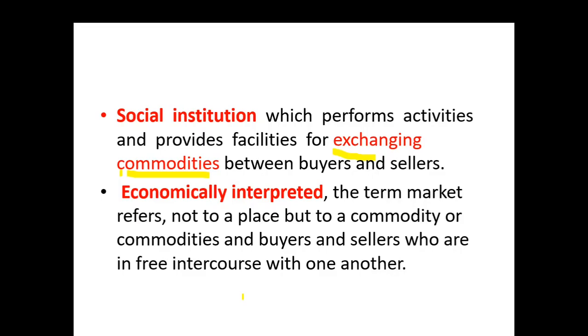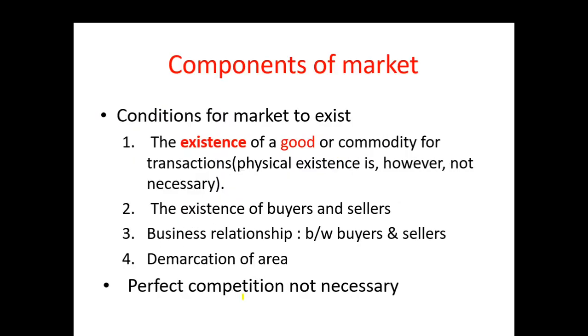Right? Next, let's see what the components of the market are. For a market to exist, certain conditions are a must. Okay? So, how does a market exist? The existence of a good or commodity. The primary thing with a market is that there should be a good or a commodity for transaction. That is, there should be milk or meat or any other commodity, rubber, or rice or wheat. Any commodity is needed for the transaction.